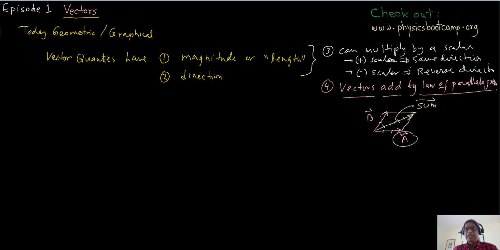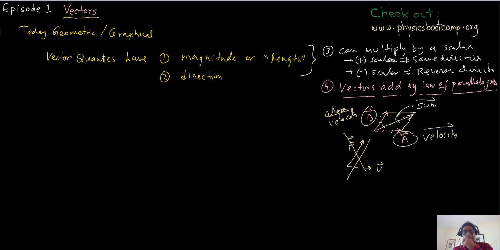Now when you want to add A to B, they both have to be the same kind of vectors. Like if A is a velocity vector, this has to be also velocity. You cannot say, oh, I add velocity here and on this side I add force. No, you can't do that. You have to add the same type of property.